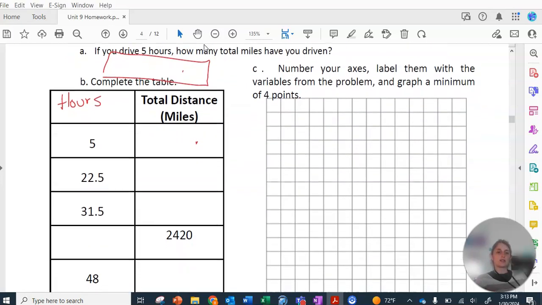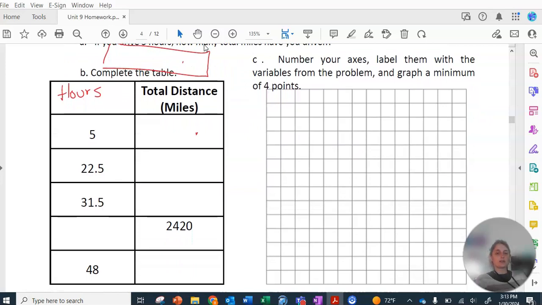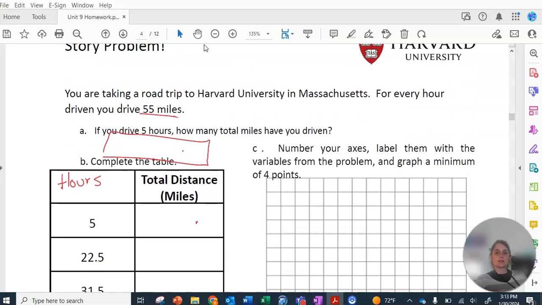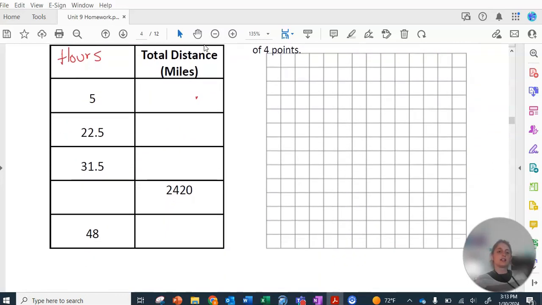Ooh, decimals. Every single one of these multiplicative problems is times your miles per hour, 55. So this answer, probably going to have a decimal in it. This answer, going to have a decimal in it. If we're going this way, times 55, then doing the opposite of times 55 is divide by 55. So 2,420 divided by 55 will give you the answer right here.